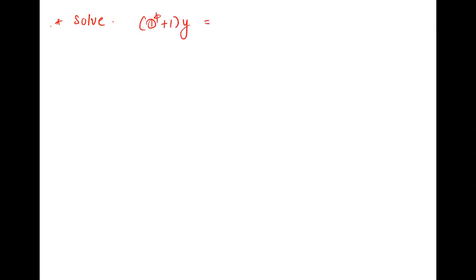D raised to 4 plus 1, y is equal to cos hyperbolic 4x into sin hyperbolic 3x. Consider the auxiliary equation d raised to 4 plus 1 is equal to 0. How do you solve this? We can't solve on calculator right now. So how will you solve?